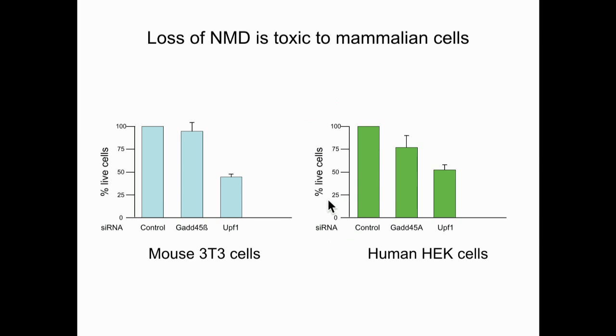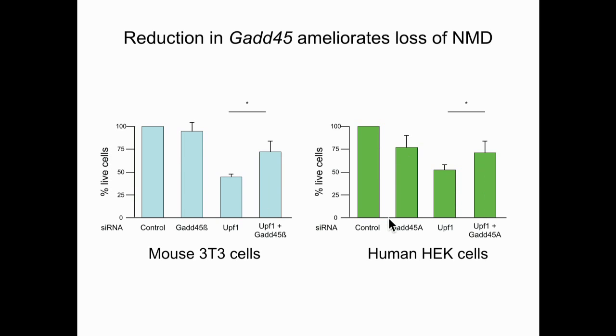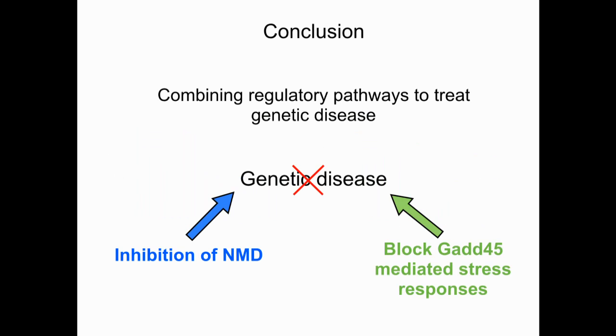Now, I'd also mentioned that GAD45 is a direct NMD target in mammalian cells, so we did this experiment in collaboration. We took two different types of mammalian cells, and what you can see is that knockdown of UPF1, thus removing NMD, is quite detrimental to mammalian cells. But then if you knock down GAD45 along with it, you increase viability of these cells quite substantially. So it looks as though this is a conserved function of NMD.